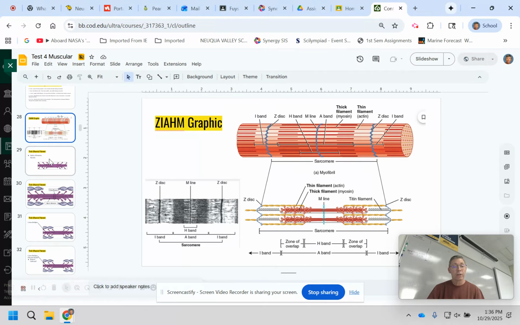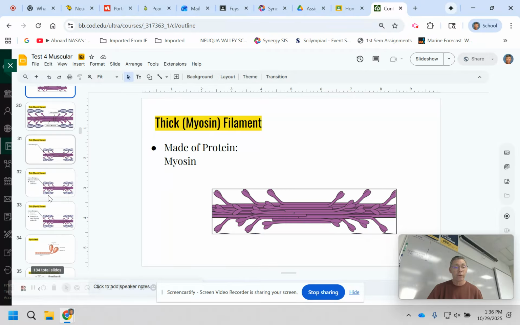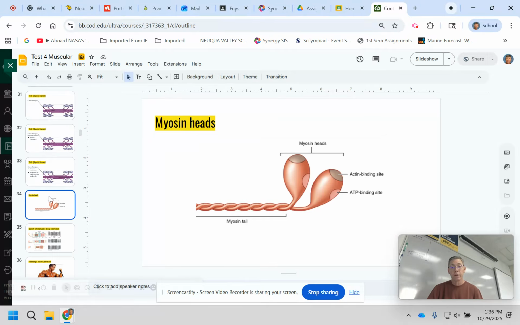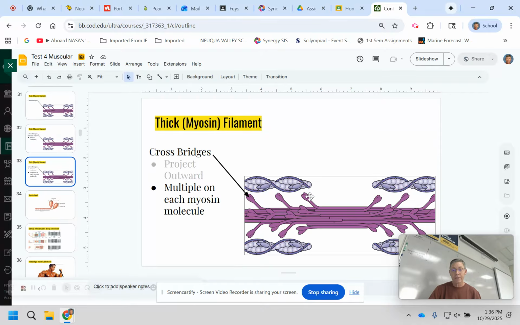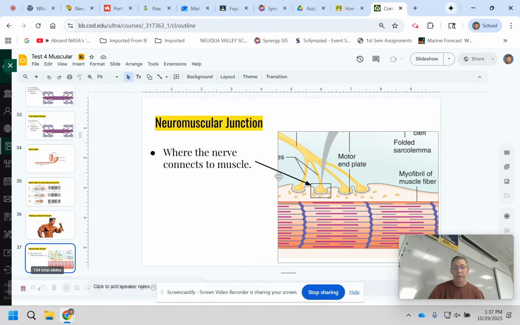The next section just goes into the thick and thin filaments. This is showing you here, these little myosin heads are trying to attach to the thin filament and pull it towards the center. That's how it works. So they call it the sliding filament theory.